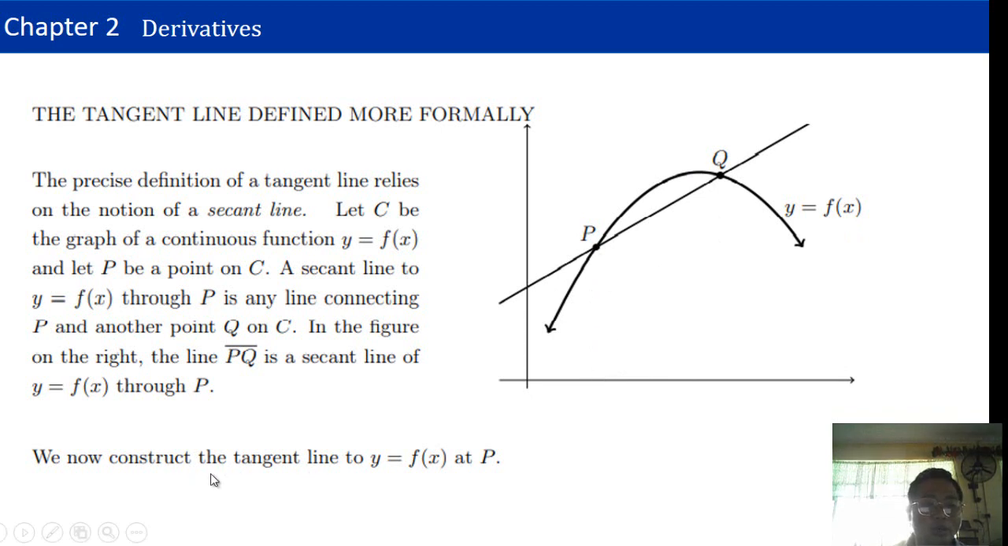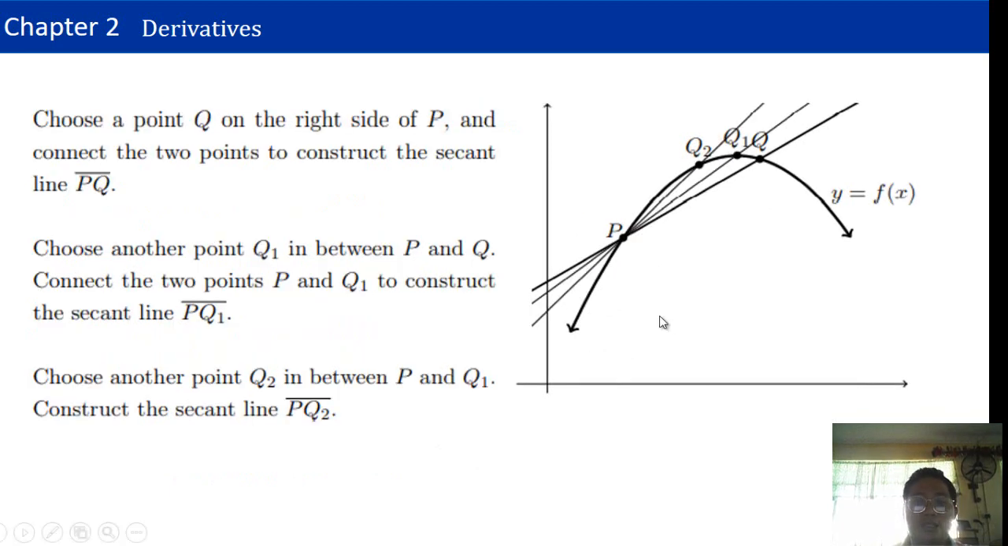So, we now construct the tangent line to y equals f of x at P and this is the tangent line. So, papunta siya doon. Choose a point Q, we have on the right side of P, and connect the 2 points to construct the secant line PQ. And we have to choose another value or point Q sub 1 between P and Q, and connect 2 points. We've got PQ sub 1.